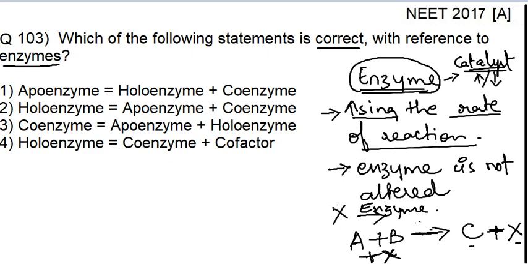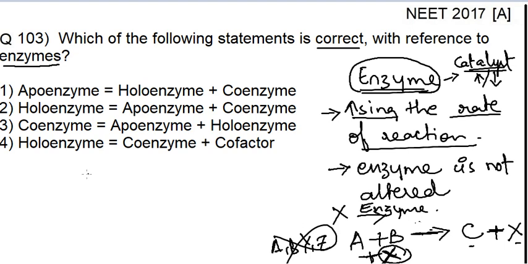And enzymes are really specific. For example, the A plus B reaction is only possible with the enzyme X. Enzyme Y, enzyme Z, enzyme A, enzyme B cannot help in the A plus B reaction except the enzyme X. This is known as specificity. Now, let's quickly discuss these terms as well. What are apoenzyme, holoenzyme, coenzyme and so on?